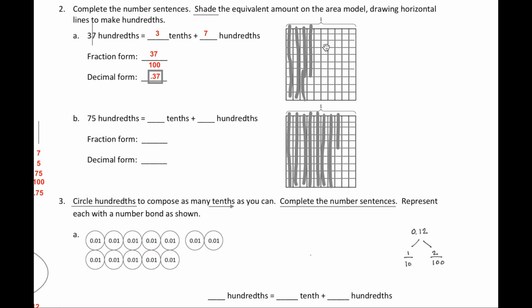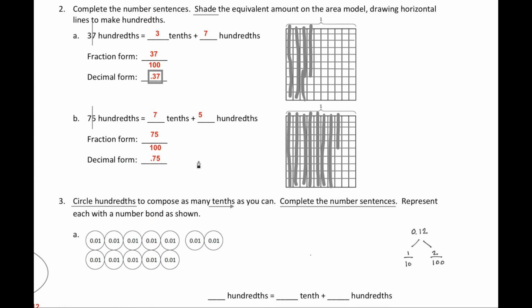Let's try letter B. Again, you split it down the middle. How many tenths do you have? 7. Okay? How many hundredths do you have? You have 5. Okay? In fraction form, this would be 75 over 100. In decimal form, this is 0.75.